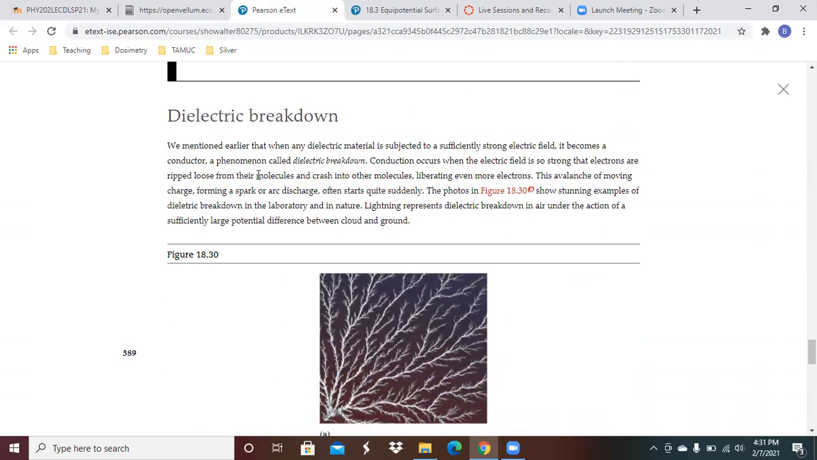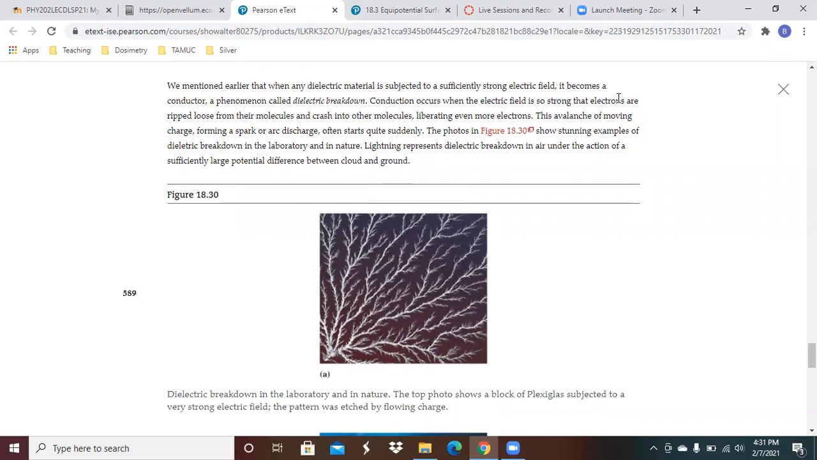Now, dielectric breakdown. We mentioned earlier that when any dielectric material is subjected to a sufficiently strong electric field, it becomes a conductor, a phenomenon called dielectric breakdown. So the conduction occurs when the electric field is so strong that electrons are basically ripped loose from the molecules and they crash into other molecules. And that liberates even more electrons. And that avalanche of moving charge forms a spark or arc discharge. And it's pretty sudden.